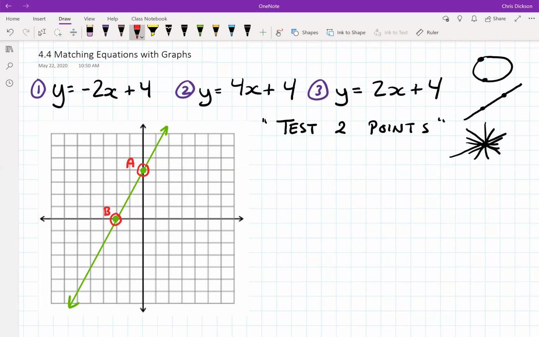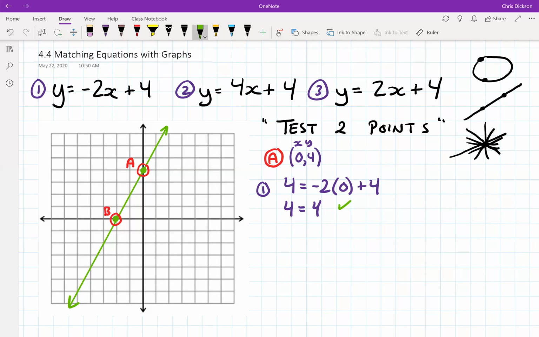Okay, so I'm going to test point A in the first equation. Remember, that point is a y-intercept, so it's 0, comma, whatever the y value is there, which is 4. Don't forget, when you write a point, it's x, comma, y. So this would be 4 is equal to negative 2 times 0 plus 4. And that would be 4 equals 4, and that's true. So that would be correct.